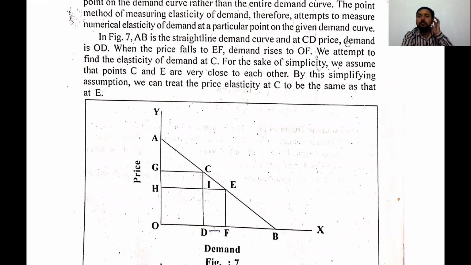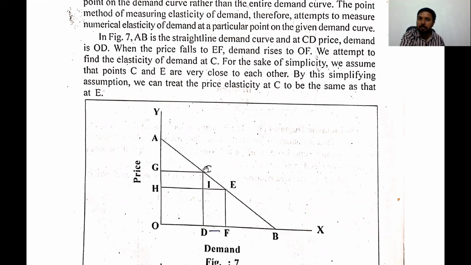Now the demand is OD, and the price is OG. So for demand OD, the price is OG. On the x-axis we are given demand and on the y-axis we are given price. So in the graph we can clearly see that OD is the demand. For OD demand, the price is OG.